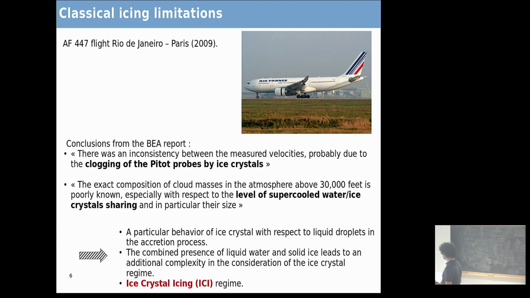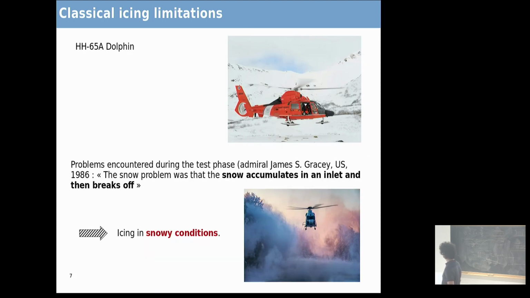So, as a conclusion, there is a particular behavior of ice crystals with respect to liquid droplets. The liquid water is the main point, as I said before. What is complicated is that the combined presence of both liquid water and solid ice may lead to an additional complexity regarding ice crystal accretion. And as a conclusion, ice crystal icing is mainly a problem for both probes and engines. For wings, because it's bouncing on the wings, and they cannot clog the probe, they cannot clog the engines. And finally, for the helicopters, the problem is more due to snow problems.